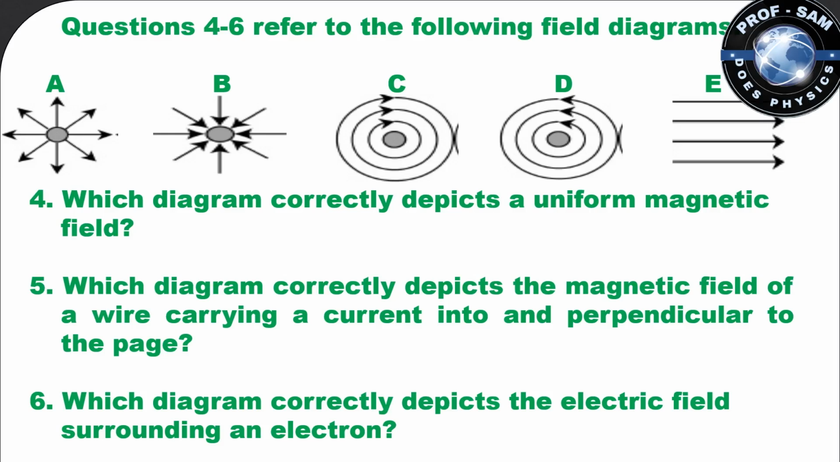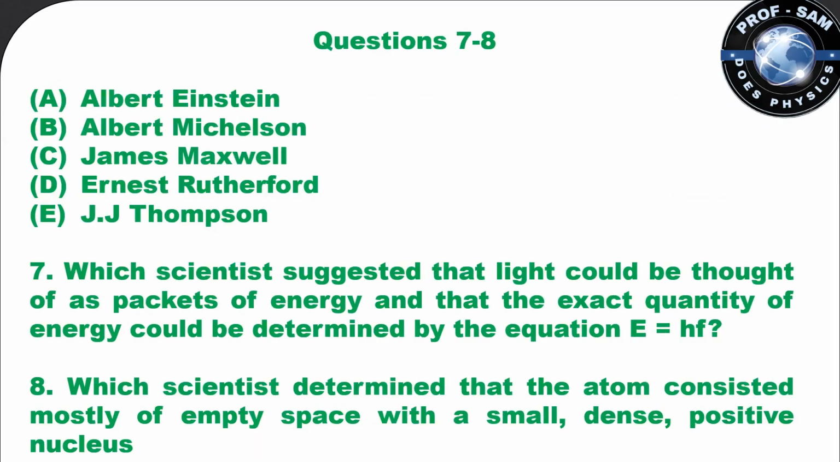Questions 7 to 8 have the following options: Albert Einstein, Albert Michelson, James Maxwell, Ernest Rutherford, and J.J. Thomson. Question 7. Which scientist suggested that light could be thought of as packets of energy and that the exact quantity of energy could be determined by the equation E equals hf?